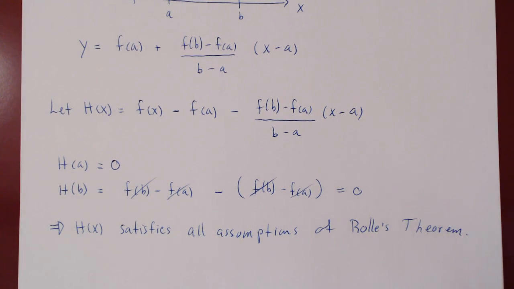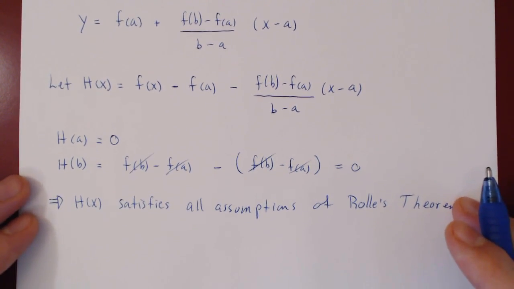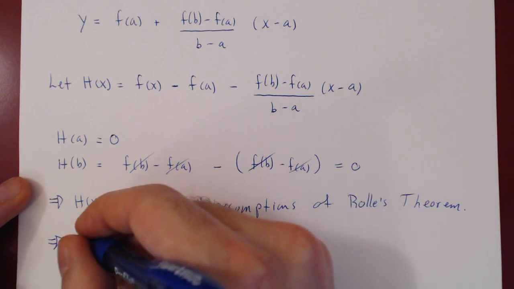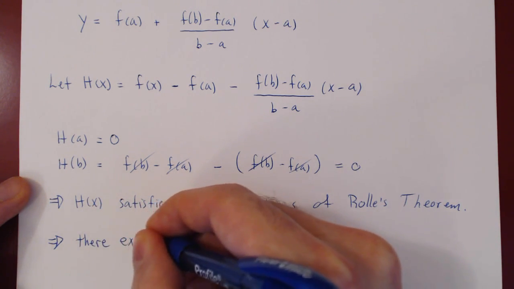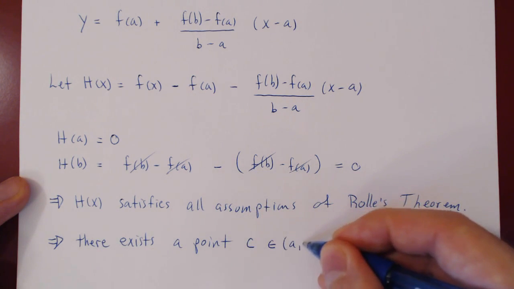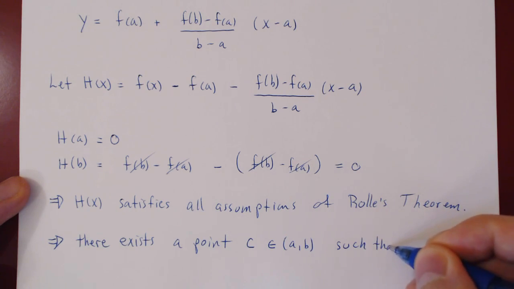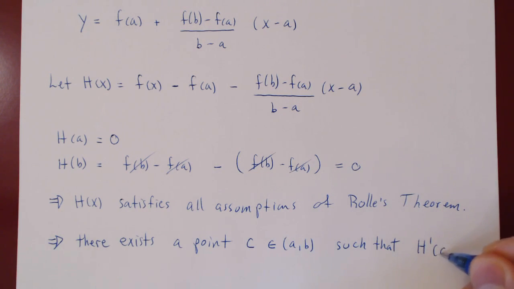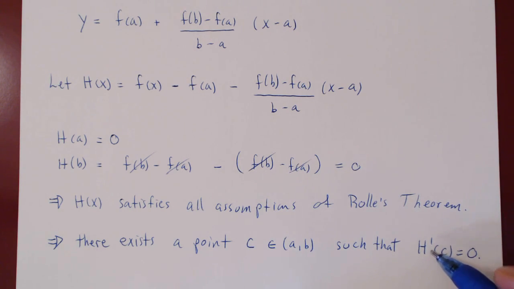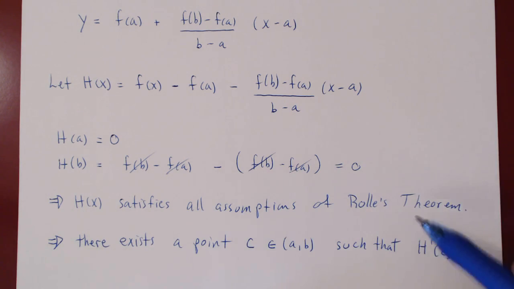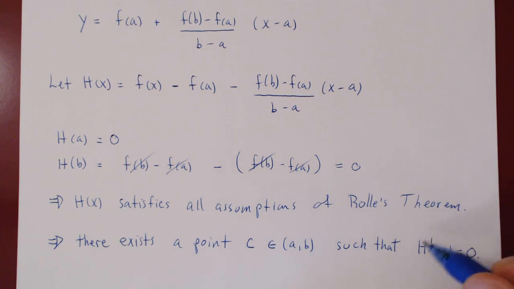Well, so now we can simply quote the conclusion of Rolle's theorem to the function h. What is the conclusion of Rolle's theorem? Rolle's theorem said, if a function satisfies the assumptions, then there exists a point, at least one, c in the open interval a b, such that, if you remember, the derivative of the function at the point c is equal to 0. So h prime of c is equal to 0. Because the function h satisfies all assumptions of Rolle's theorem, there must exist at least one point c in the open interval a b where the derivative of our function at c is equal to 0.